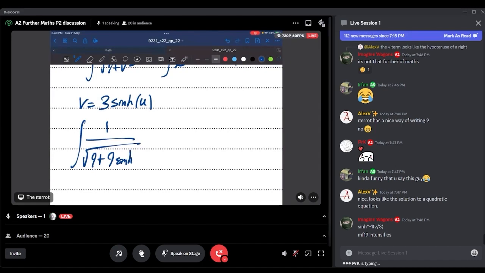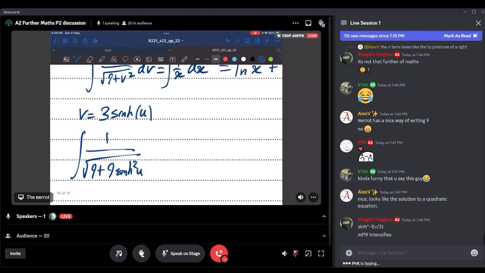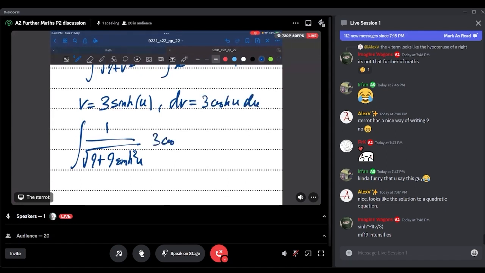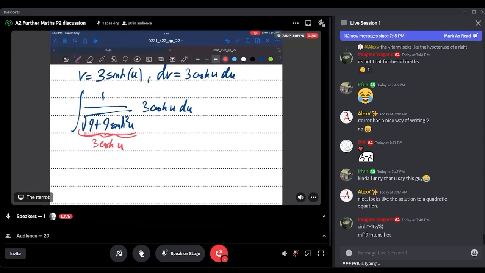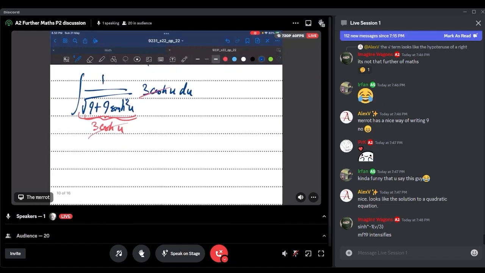Don't forget to find dv. So that's 3 cosh u du. Okay. And if you notice, this is actually this whole thing with the square root. It's just 3 cosh u. And that's where it all cancels. So just integral of du. It's just u.